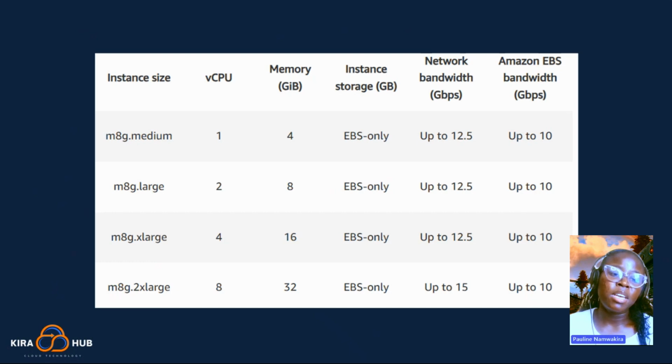But let's say the M8 family. M is the general purpose family, maybe a medium instance here. 8 is the generation. So we can see the medium one offers 1 virtual CPU, 4 gigabytes of memory, and so on and so on. The large one offers 2 virtual CPUs and 8 gigabytes of memory. Extra large becomes bigger, and 2 times extra large becomes bigger in capability. So 8 virtual CPUs, 32 gigabytes of memory.